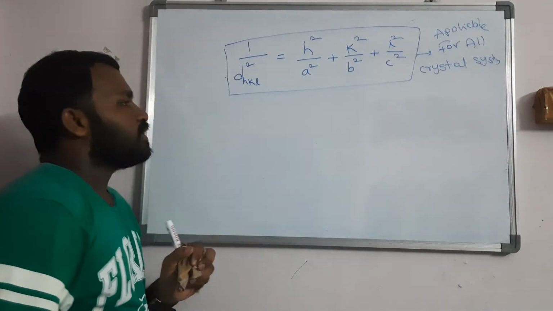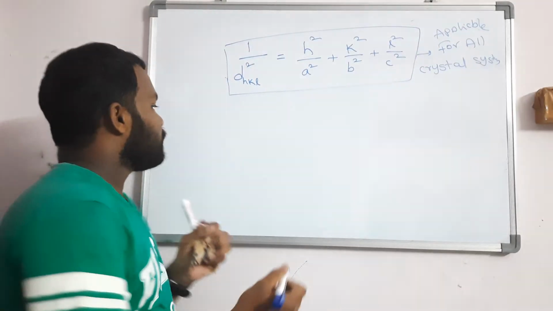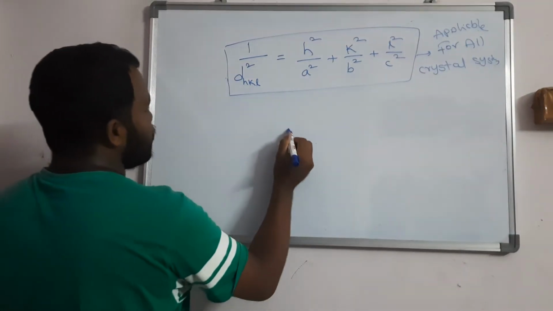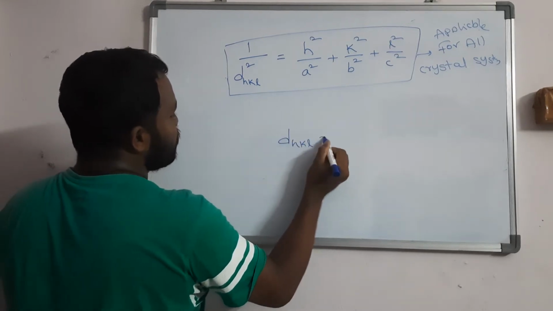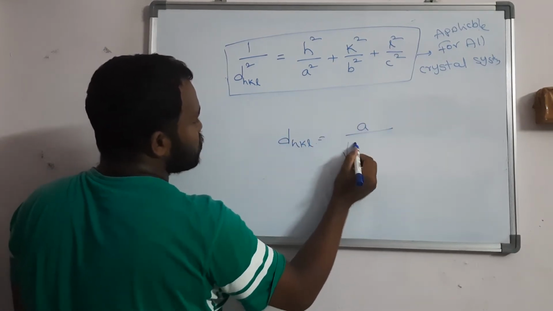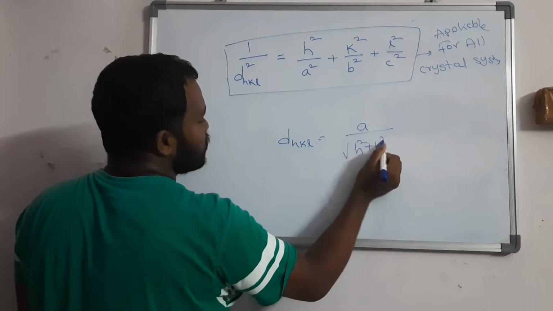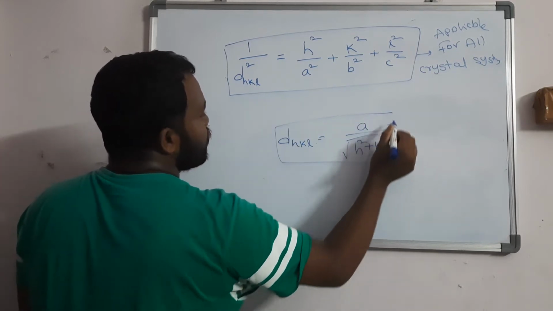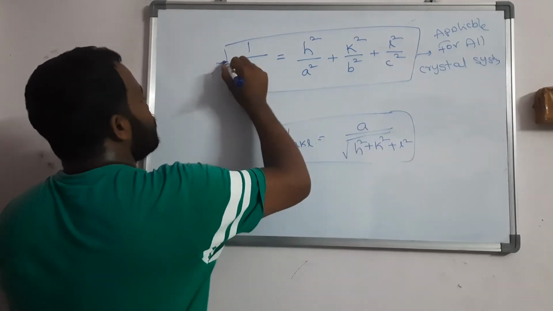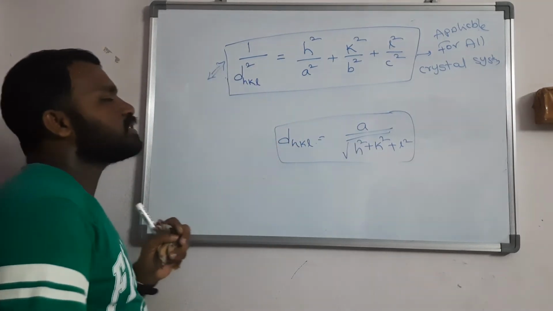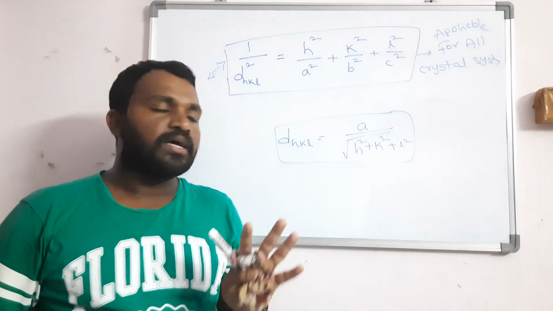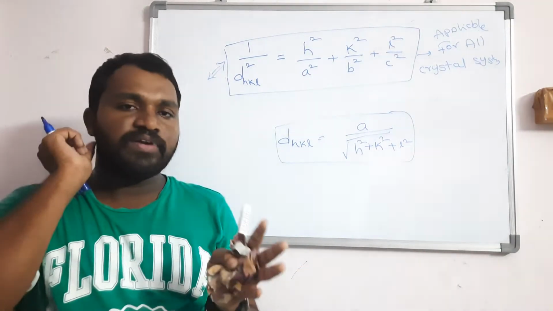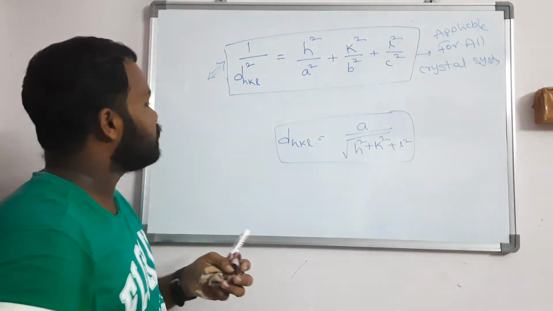Generally, many people think that the general d_hkl formula is a by under root h square plus k square plus l square. This is what they think is the general formula, but this one is the general formula applicable for all crystal systems. We have the 7 crystal systems, which I already discussed in an earlier video. You can see the solid state video.